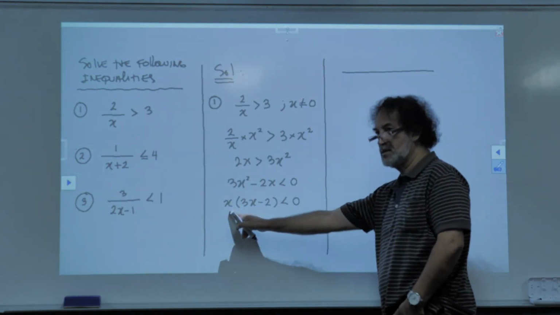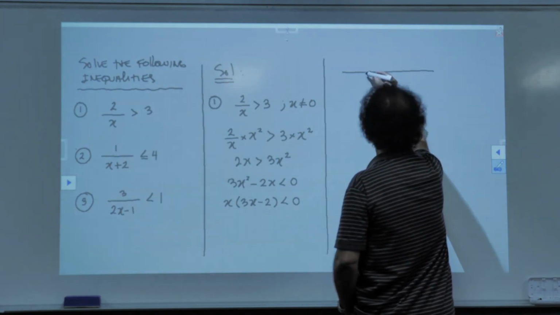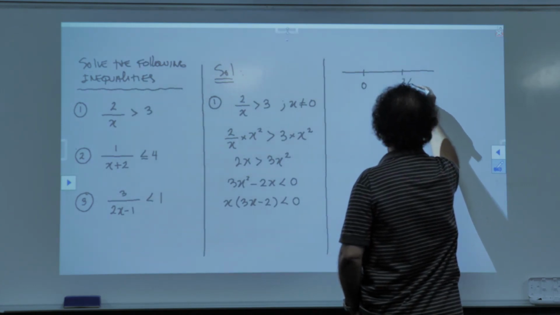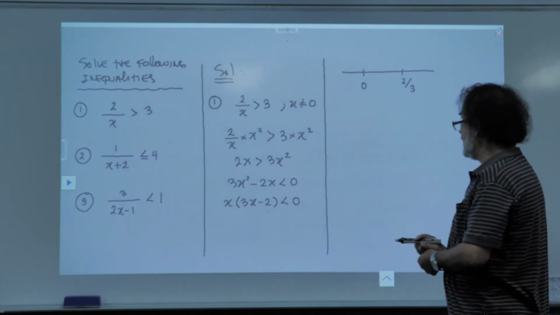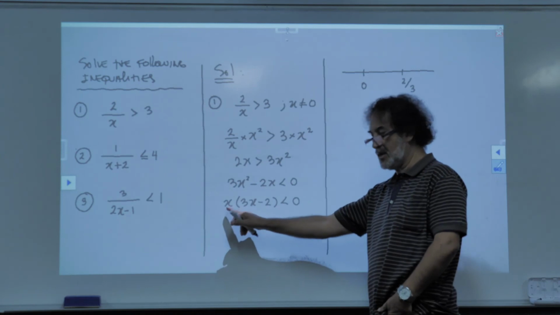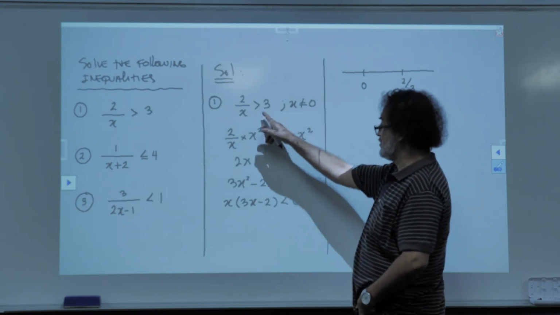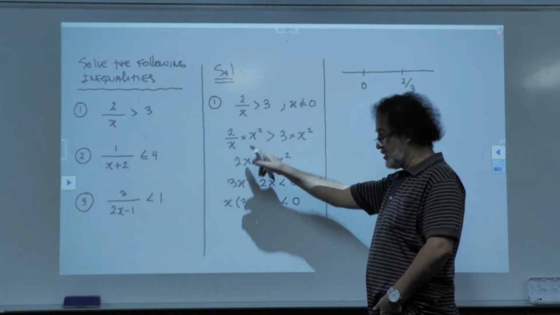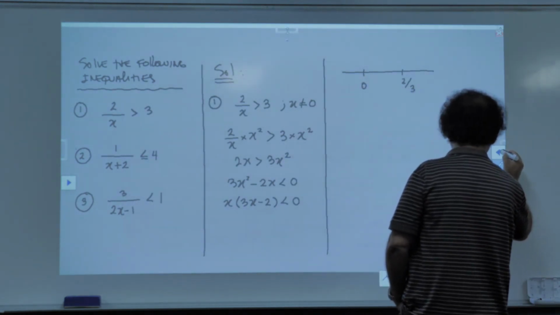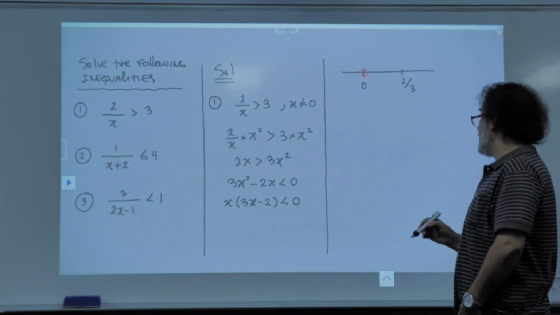We know that 0 is one solution, and the other one is 2/3. So we have 0 and 2/3. But at the same time, even though x equals 0 looks like a solution for this inequality, it's not a solution for the original one. Can you see that? So that means that we need to exclude 0 from the solution set. So what we're going to do is this only.